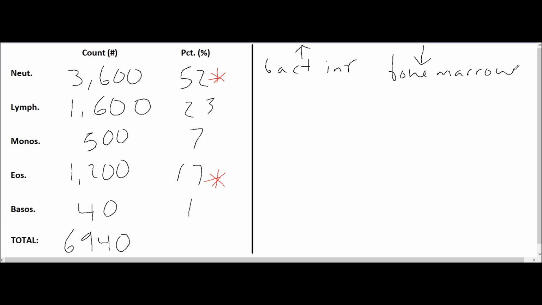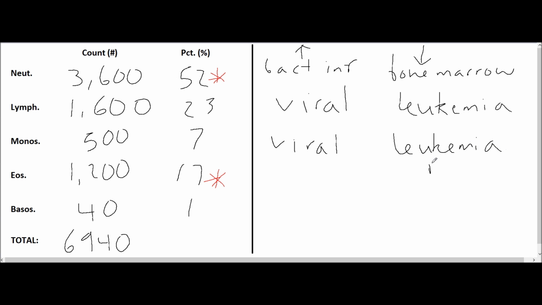Lymphocytes, a lot of times we will associate an increase in lymphocytes with a viral infection of some sort, and a decrease may be a leukemia. Monocytes, we also may see this with a viral infection. We can see this with parasites, though. And a decrease, it depends. It can be certain kinds of leukemia. Sometimes you will see this with prednisone.